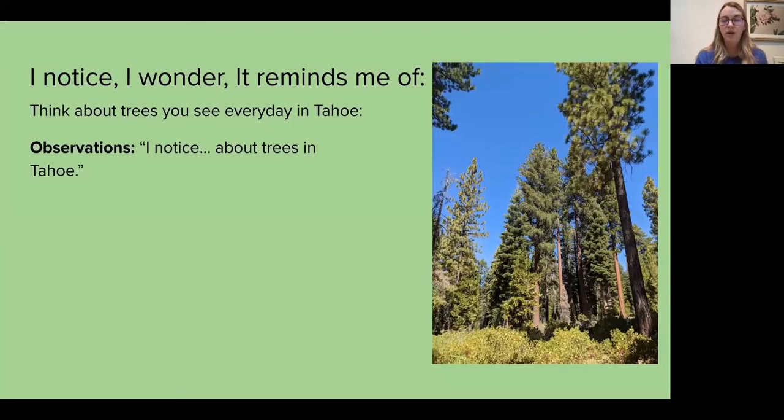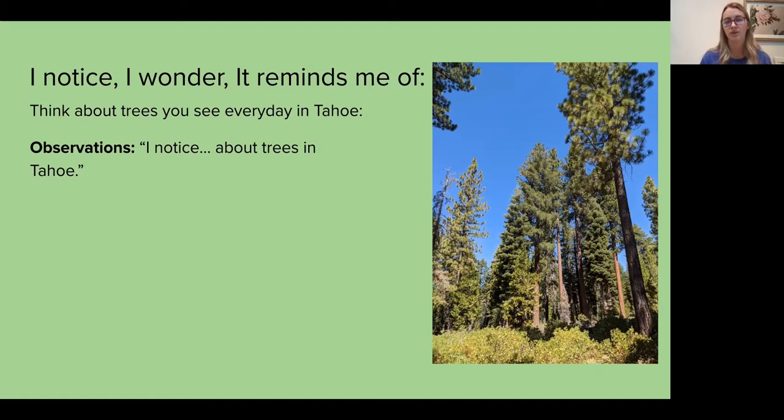We are going to start this field trip with a warm-up that I like. It's called I Notice, I Wonder, It Reminds Me Of. We do this so that we can warm up our brains thinking about the different subjects that we're going to be going over in this field trip. It's done in this format so that you can start thinking about trees and forests the way that a scientist would. So I'm going to have you make some observations, ask some questions, and make connections.